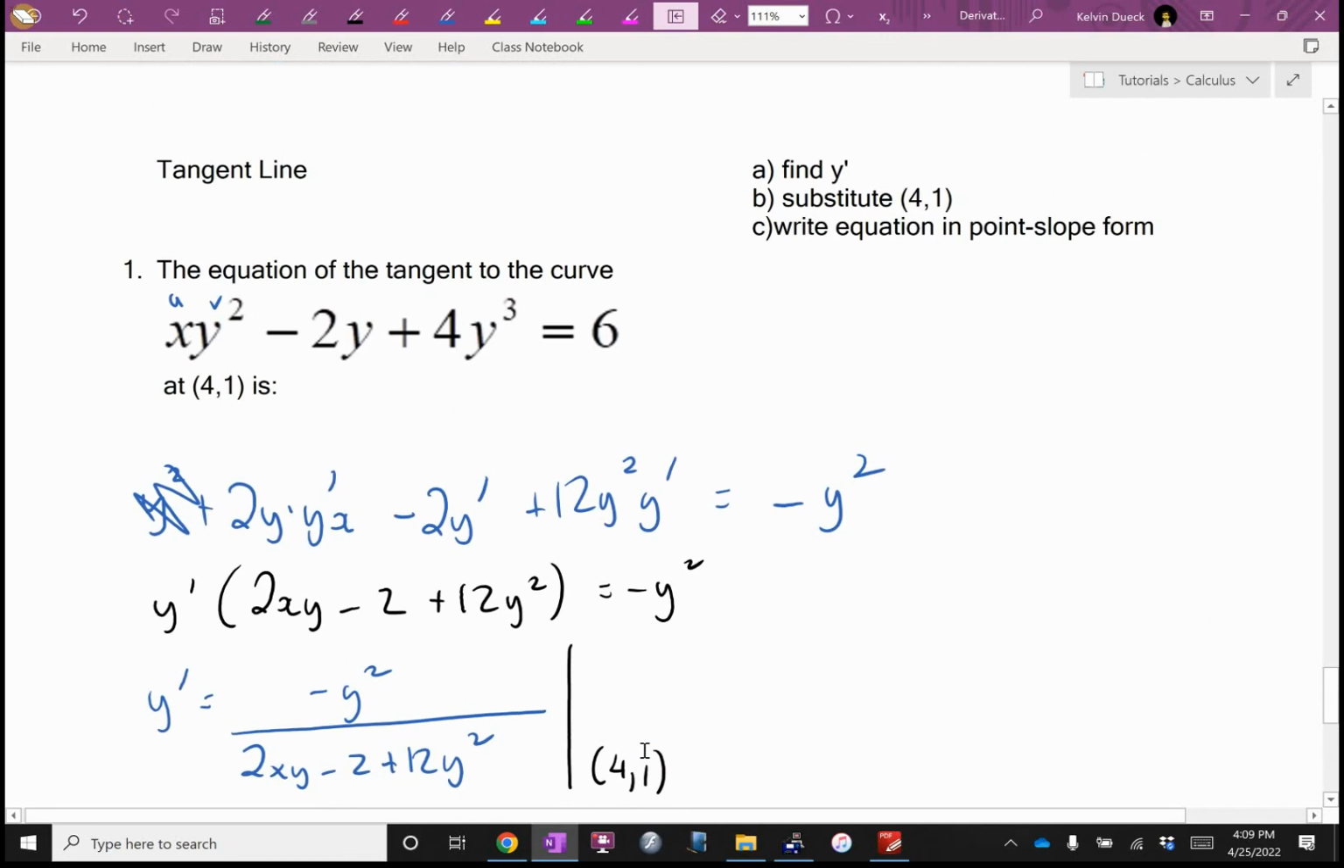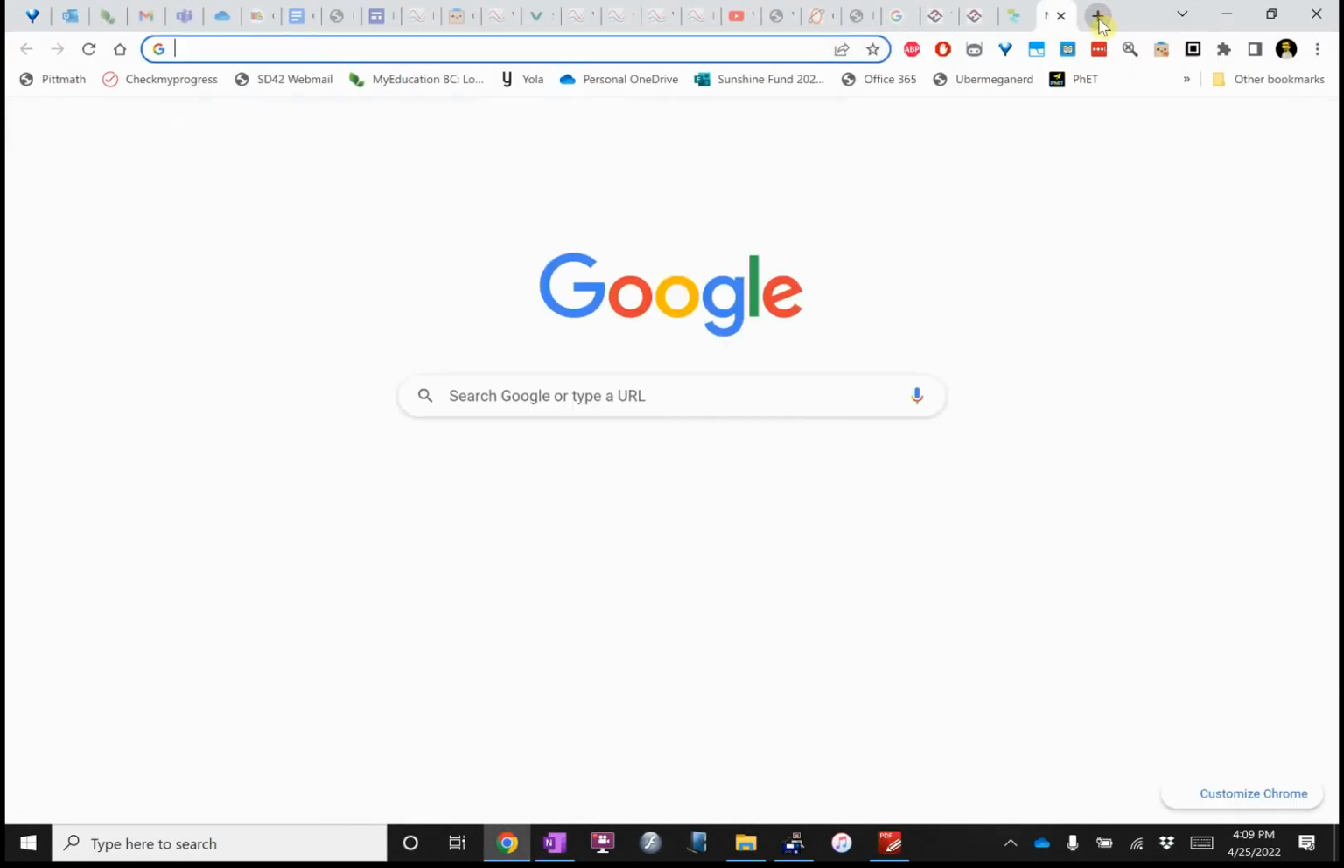Did anybody write that equation down? Were you following? Okay, I'm going to come back to you in a second. Let's do a little graphing here. Let's go to Desmos.